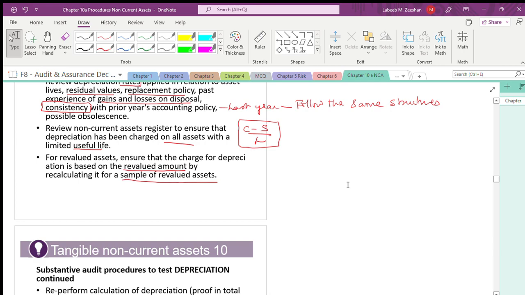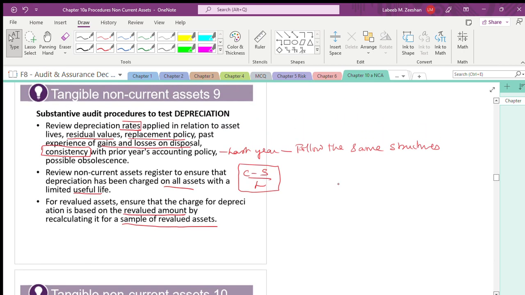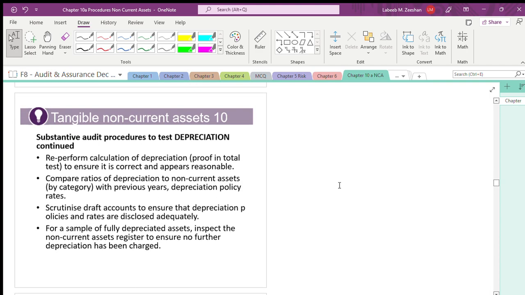Every time students will ask, should we write all? I will say no. You have to write one which is important, which you know, which you can present perfectly. Most of the answers say that they will re-perform the calculation of depreciation.